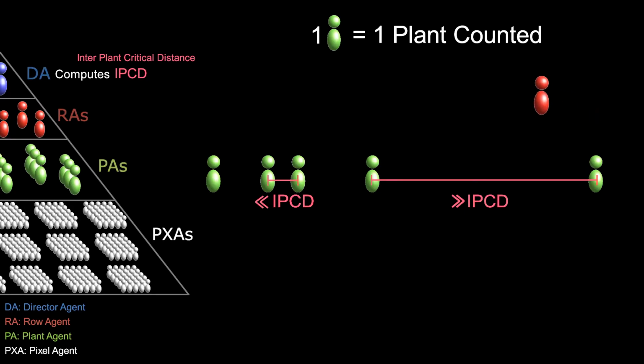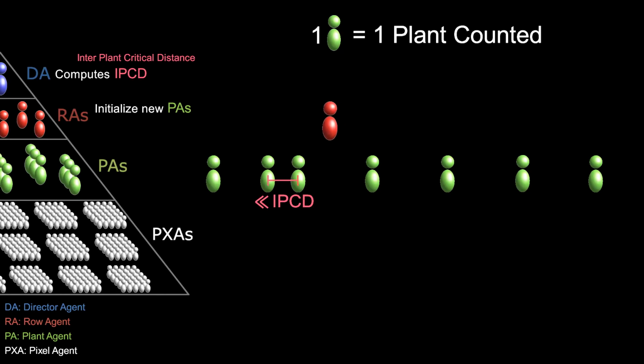A row agent can indeed initialize new plant agents in between 2 PAs that are considered too far apart. On the other hand, 2 PAs within the same row can be merged if they are considered too close to each other.